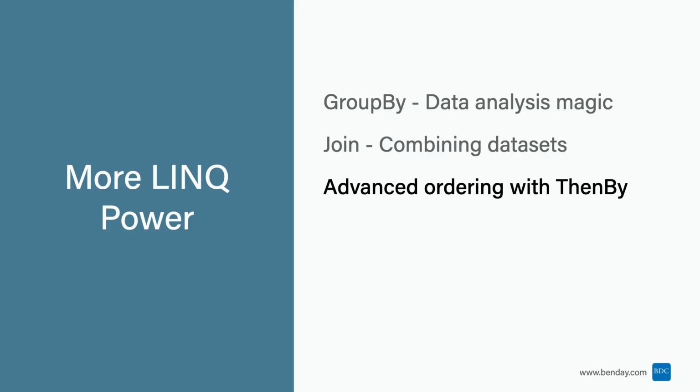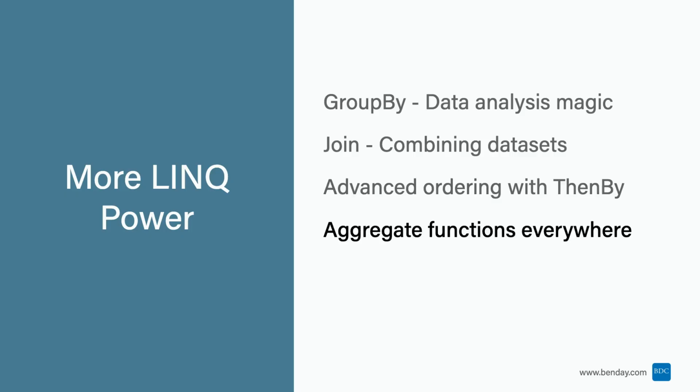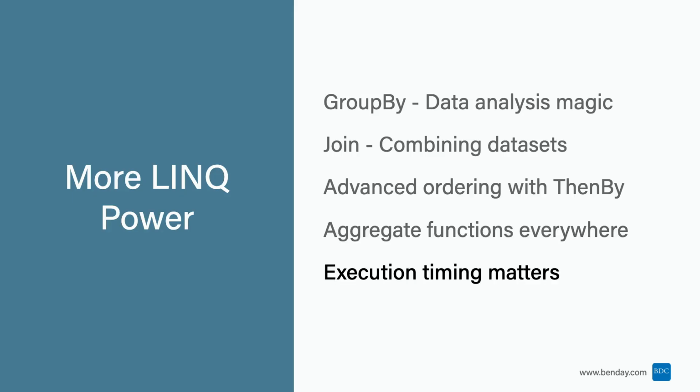Sometimes you need multi-level sorting, sort by last name, then first name for ties. ThenBy chains make this readable and maintainable instead of writing complicated comparison logic. Sum, average, count, min, max. These turn collections into insights. Combined with GroupBy, you've got serious analytical power that'd take pages of loop code otherwise. We need to talk about when LINQ actually runs versus when it just builds a query. This affects performance and behavior in ways that surprise everyone at first. Let's start with GroupBy, because once you understand this one, everything else clicks into place.